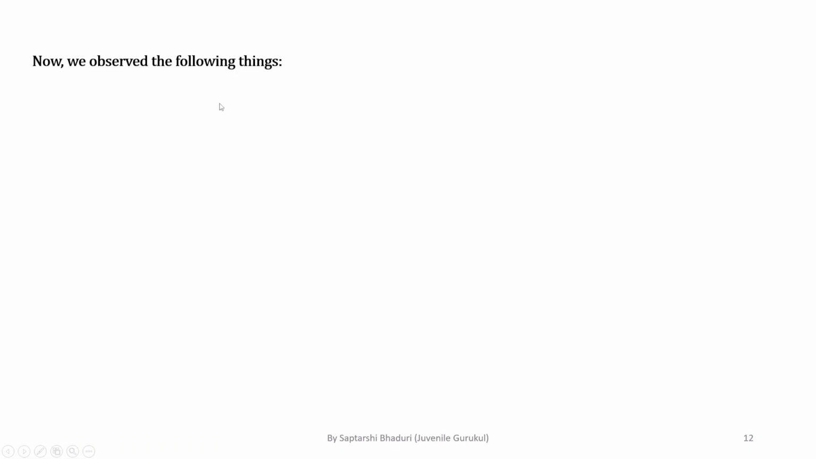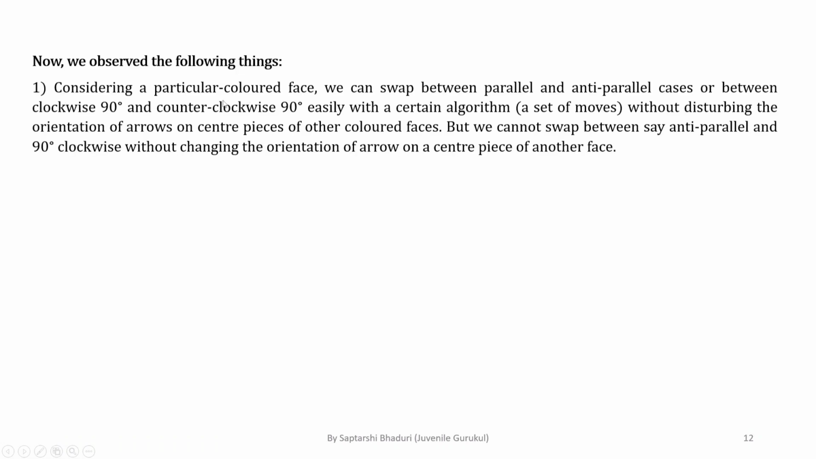Now, we observe the following things in this supercube. Considering a particular colored face, we can swap between parallel and anti-parallel cases, or between clockwise 90 degrees and counterclockwise 90 degrees easily with certain algorithms. Algorithms are basically a set of moves. Now, by applying some particular algorithms, we can change the orientation of arrows on centerpieces without disturbing the orientation of arrows on centerpieces of other colored faces. But we cannot swap between, say, an anti-parallel and a 90-degree clockwise without changing the orientation of arrow on the centerpiece of another face.